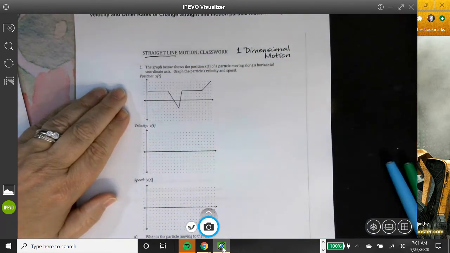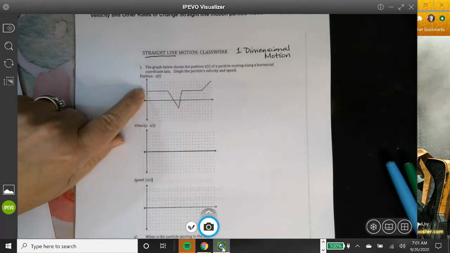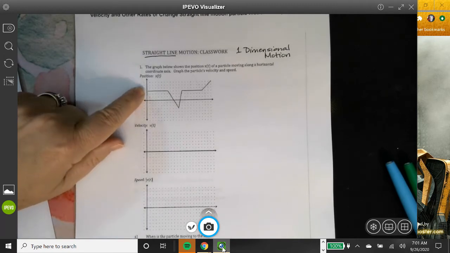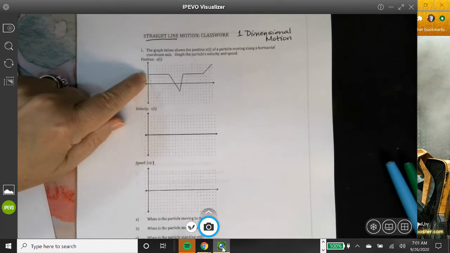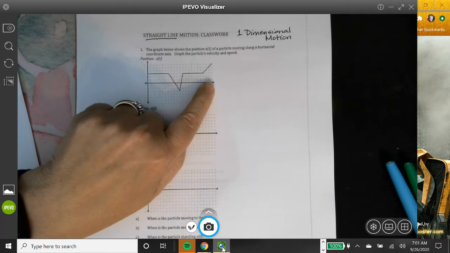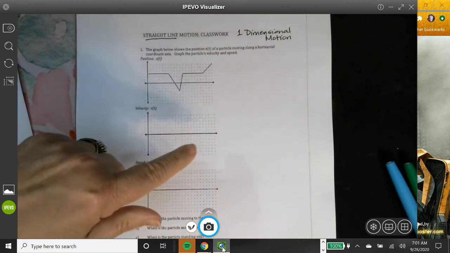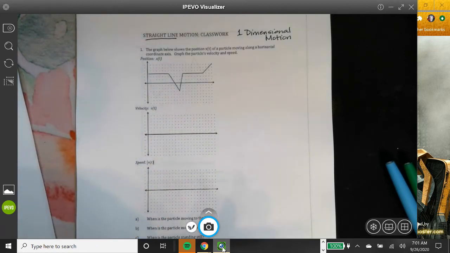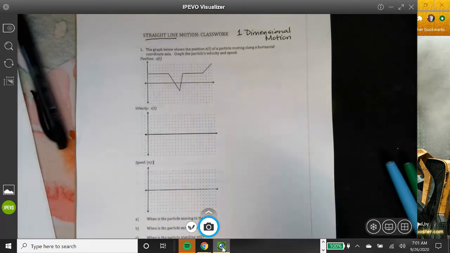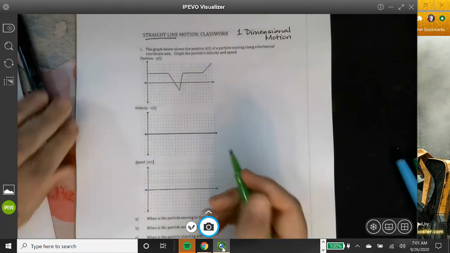Okay. Now, the question states, the graph below shows the position function of a particle moving along a horizontal coordinate axis. Graph the particle's velocity and speed. We have the position, and it doesn't tell us any units, but this would be meters, maybe in seconds. So the slopes to this position function are going to be the velocity, right? Because the rise would be meters and the run would be seconds. And so the velocity function is going to be the slopes of this function, okay? So let's consider what the slopes are.